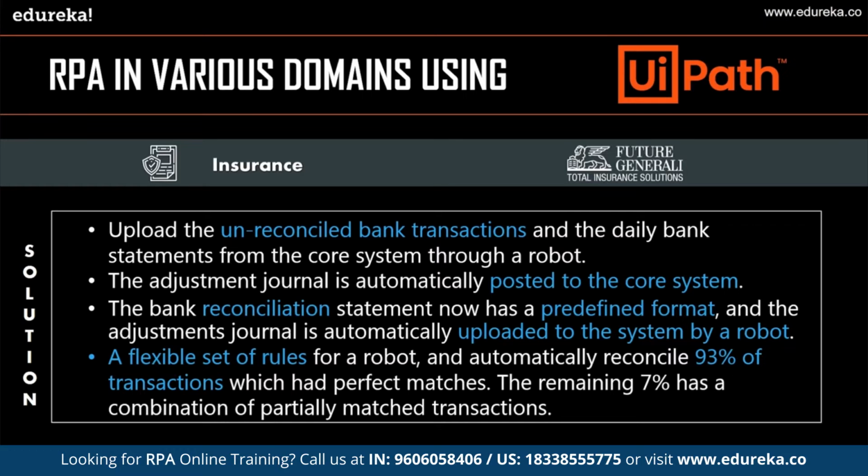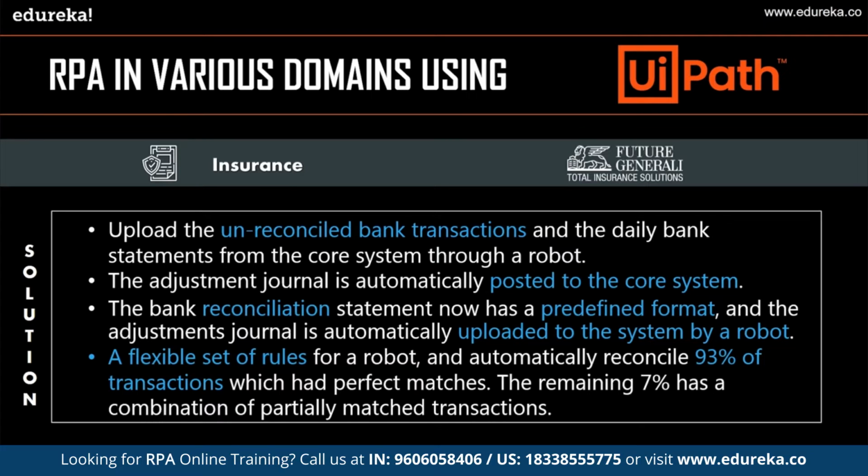The remaining 7% would have a combination of partially matched transactions. So I hope that you've understood how RPA was used by Future Generali to automate the reconciliation processes and also to remove the errors and reduce the cost. So they started with the scripting-based automation and then they moved towards UiPath.